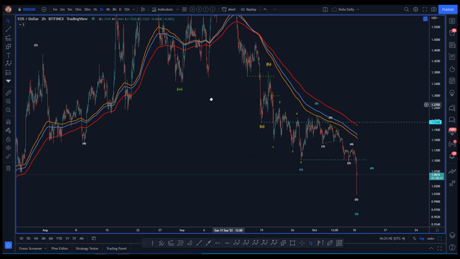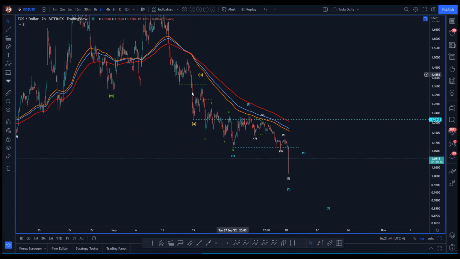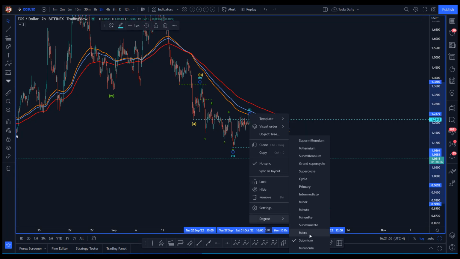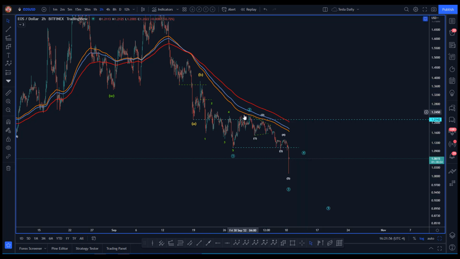That's the only solution I can come up with. Well, if anybody else has got one, I'd love to see it. A, B, 1, leading diag, 2, 1, 2. Let's get all these. Let's probably go up a degree there. Oh, come on, micro. Okay, 1, 2, 1, 2, 3, 4, 5.